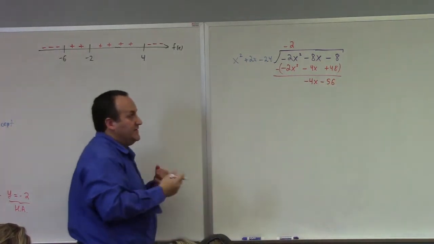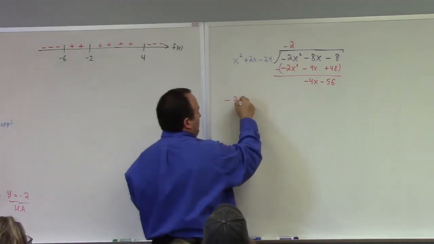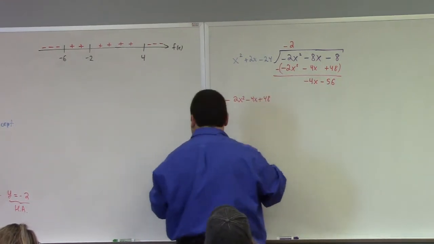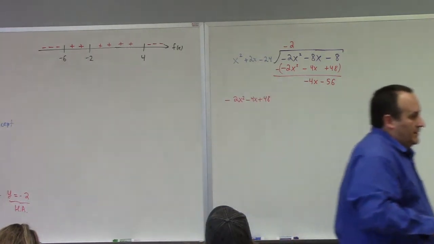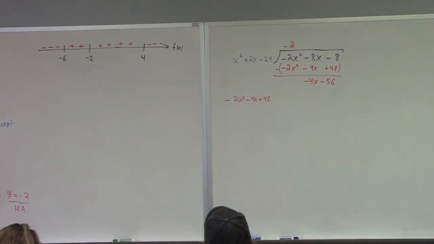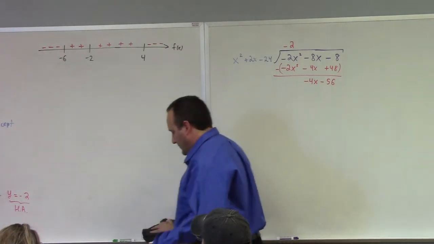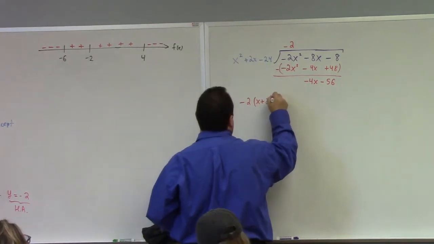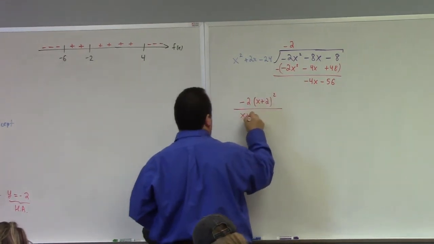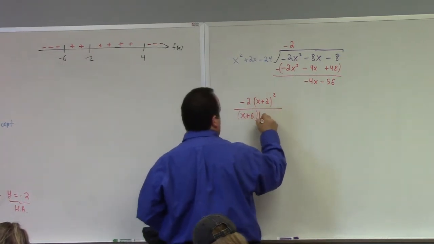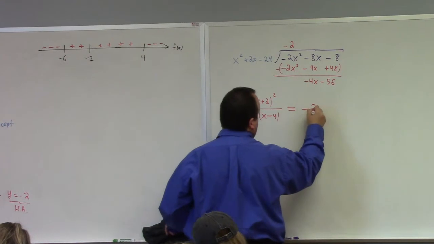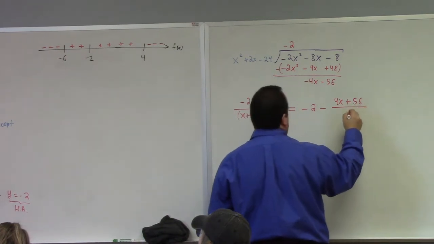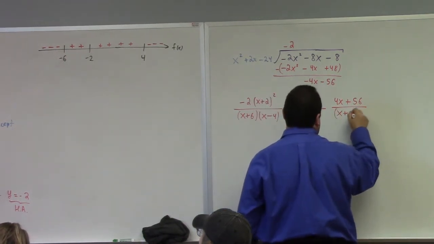So that's your remainder. So what this means is that minus 2x squared minus 4x plus 48, excuse me, my bad, I copied the wrong one down. If you don't mind, let me go back to before we multiplied it out. So what this means is that minus 2 times x plus 2 squared divided by x plus 6 times x minus 4 is actually equal to minus 2 minus 4x plus 56 divided by x plus 6 times x minus 4.